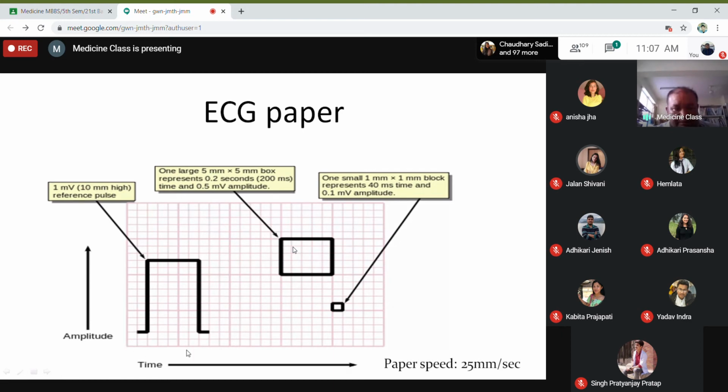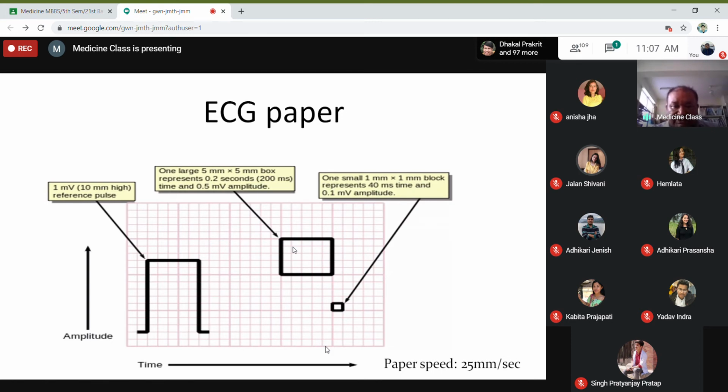There are 25 large squares in 1 second. So this is 0.2 second, 0.2 second, 0.2 second, 0.2 second, and 0.2 second. And if you further look at the smallest square, it's 0.04 seconds. Now this is important because while we describe a wave, we need to know the duration of that wave. Like P wave is 0.02 seconds. We said that like that.